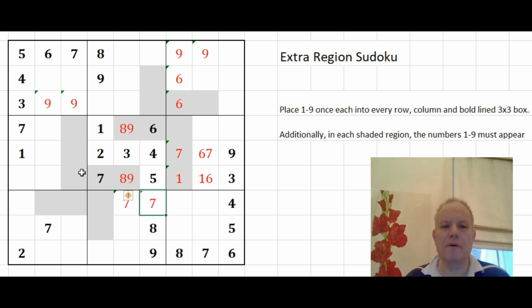Now, where are we going to put a 1 in this shaded region? That 1 stops it being those 3. That 1 stops it being these 2. That 1 also stops it being these 2, and we have only these 2 cells left. So a 1 must be in one of those because of the constraint. And similarly, it must be over here.